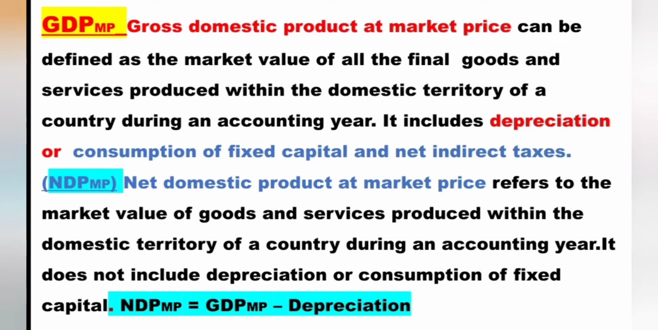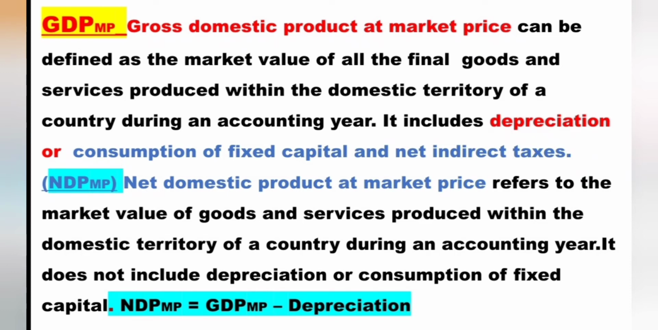So, gross domestic product at market price is the total money value or market value of all the final goods and services. Intermediate goods are not included. And I have already given the meaning of consumption goods, capital goods, final goods, intermediate goods in the previous modules. Kindly refer to it. The link will be given below this video.